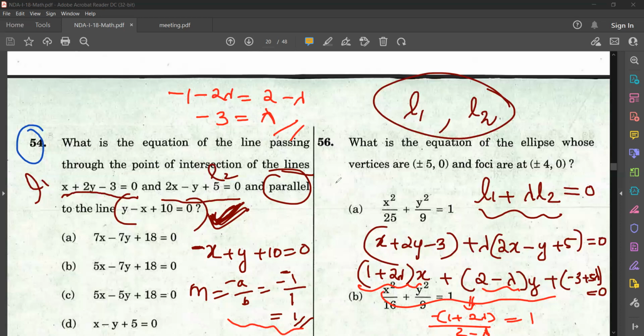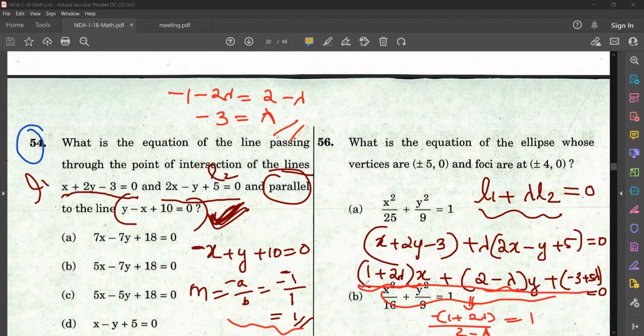Just check, all of you do it yourself. Lambda is equal to minus 3. Are you getting that? This is a direct question usually asked from this portion. So lambda you got is minus 3. Then you have to rewrite the equation putting lambda in the required line. So what is that required line? 1 plus 2 lambda, so 2 into minus 3, x plus 2 minus of minus 3, since lambda is minus 3, y plus minus 3 plus 5 into minus 3 equal to 0.